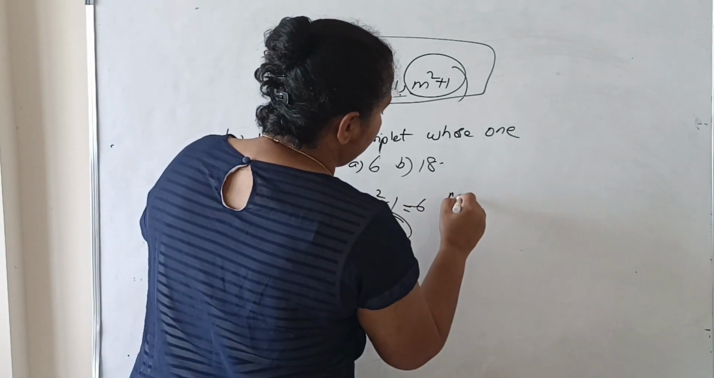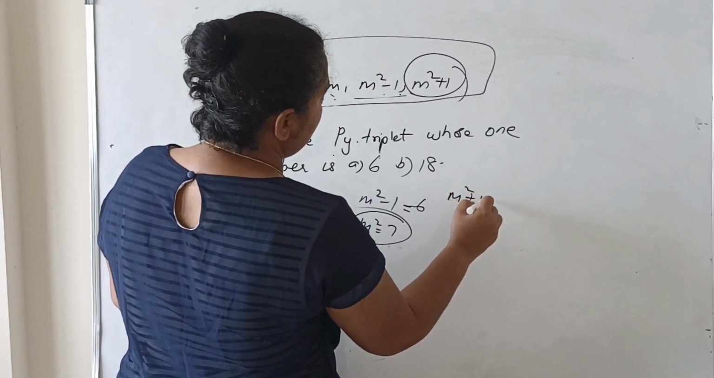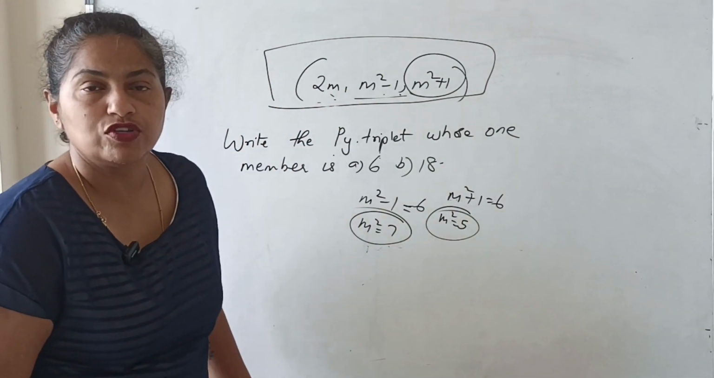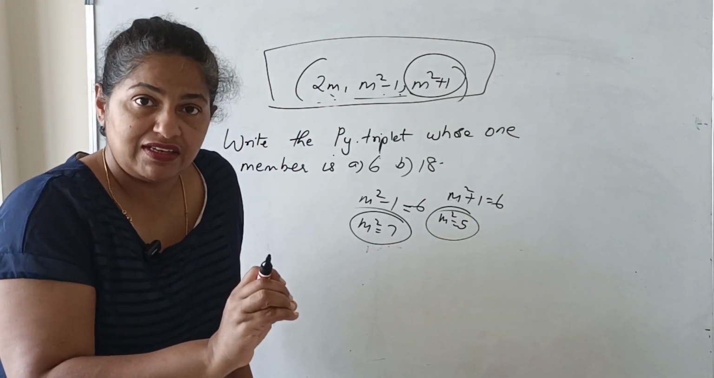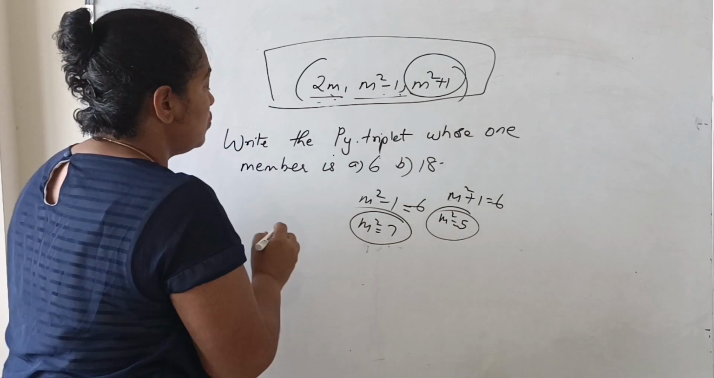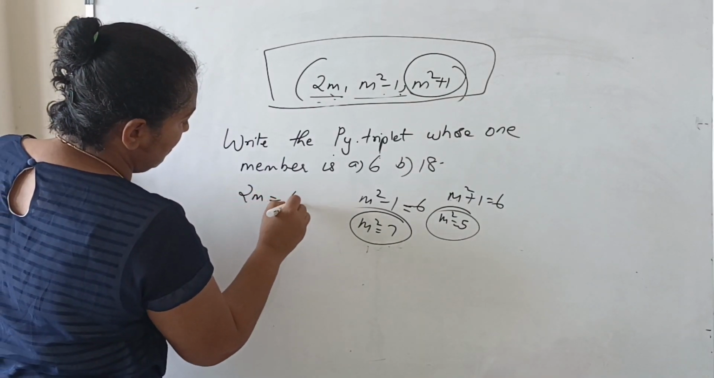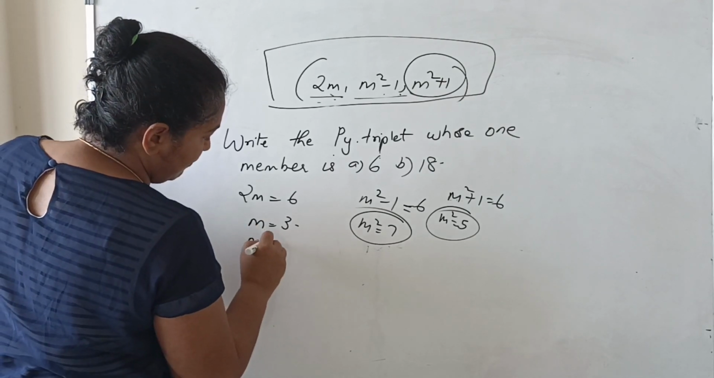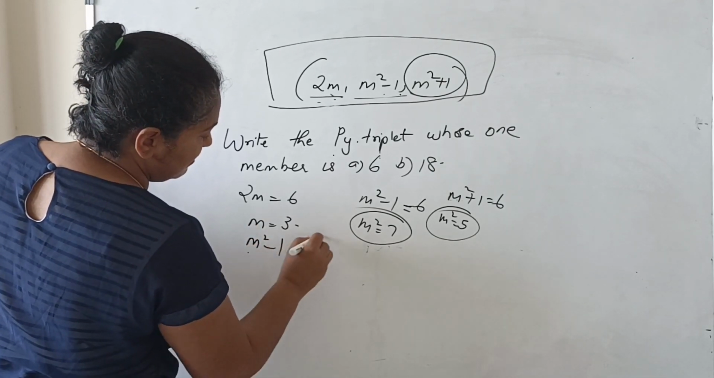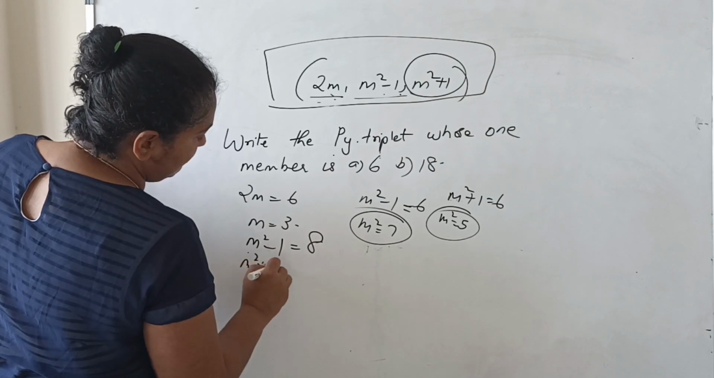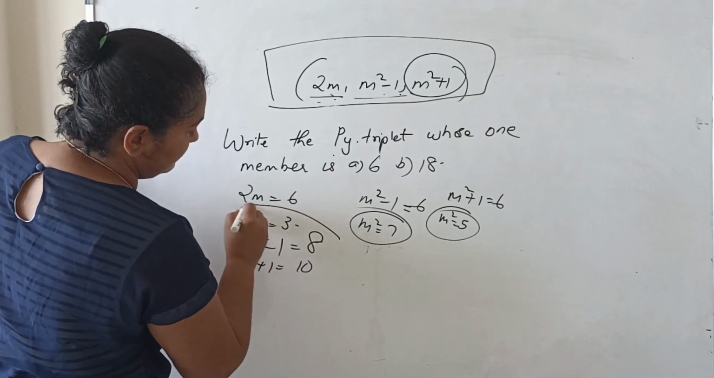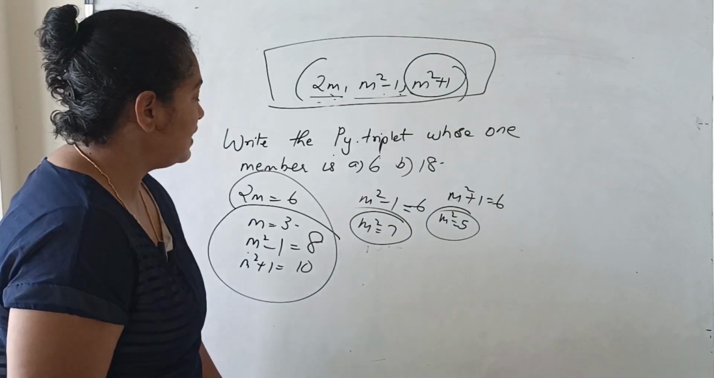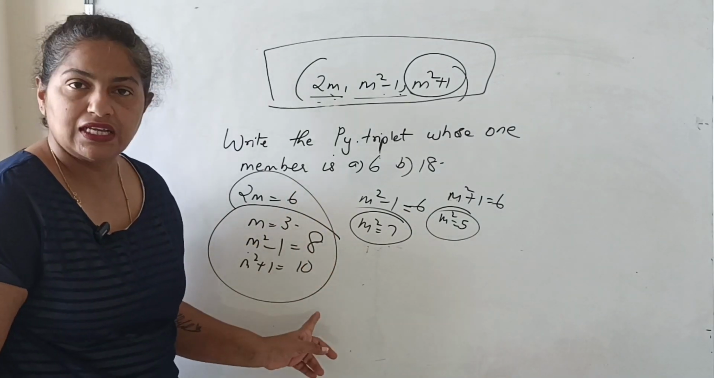Now, same, m square plus 1 is equal to 6. I can say m square is 5. Not possible. So the only value that is left over here is 2m. So I can say 2m is equal to 6, m is equal to 3. Once I get m is equal to 3, I can find m square minus 1 as 9 minus 1, 8, and m square plus 1 as 9 plus 1, 10. This is my Pythagorean triplet, which is 6, 8, 10.